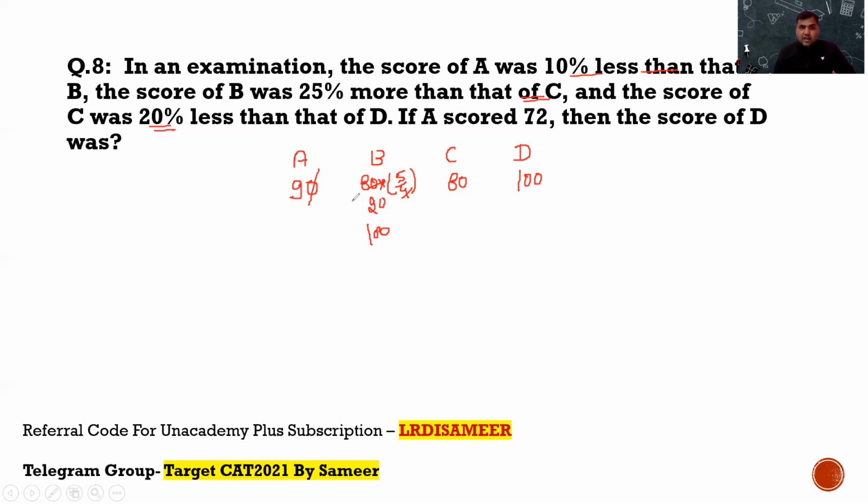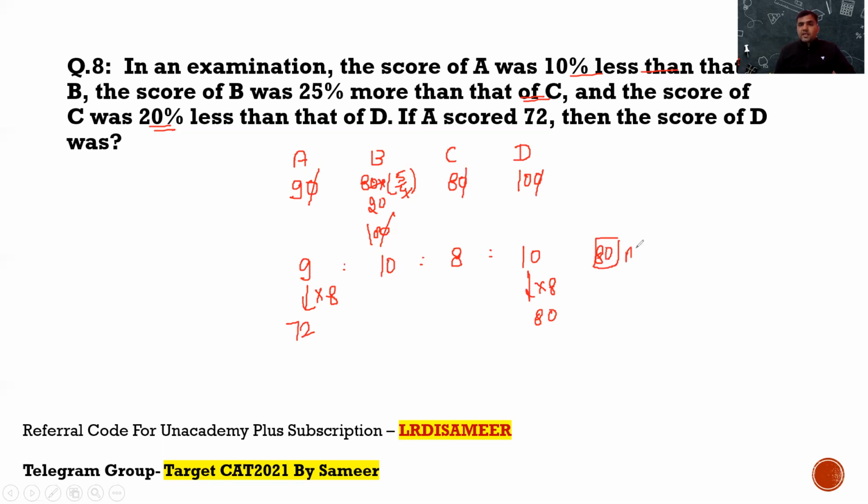Now you can see that the ratio of A's marks, B's marks, and D's marks is 9, 10, 8, 10. If A is scoring 72 marks, you see that it is 8 times 9, then the score of D is 80 marks. That's the answer to the question.